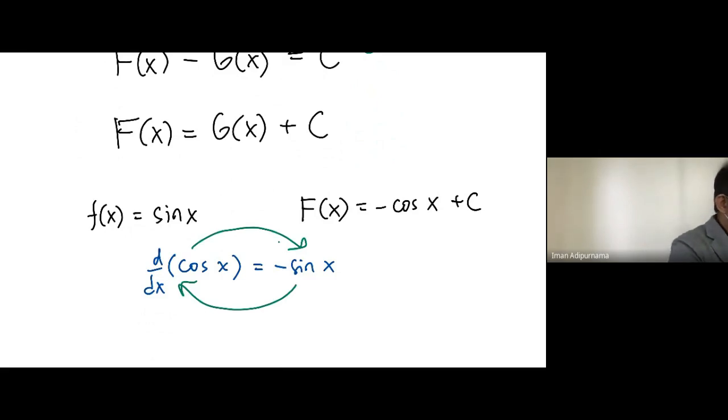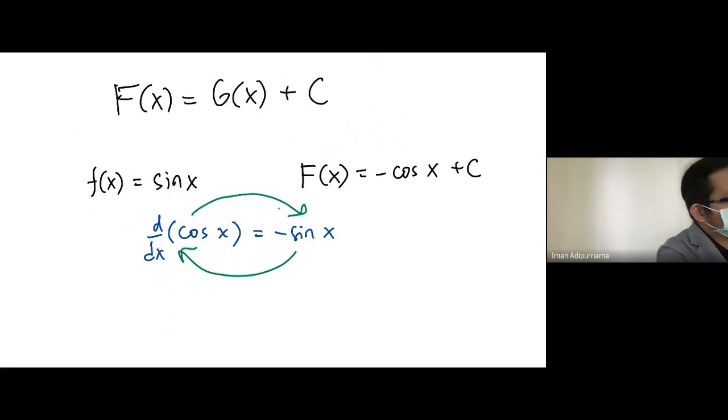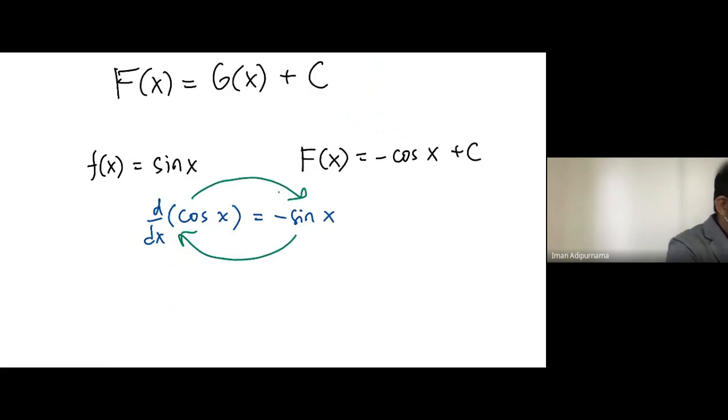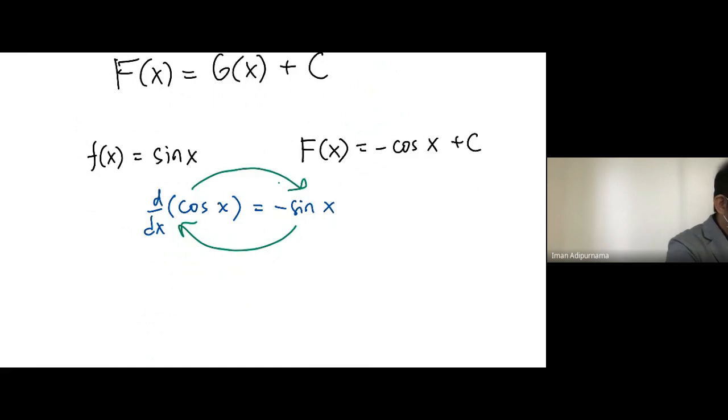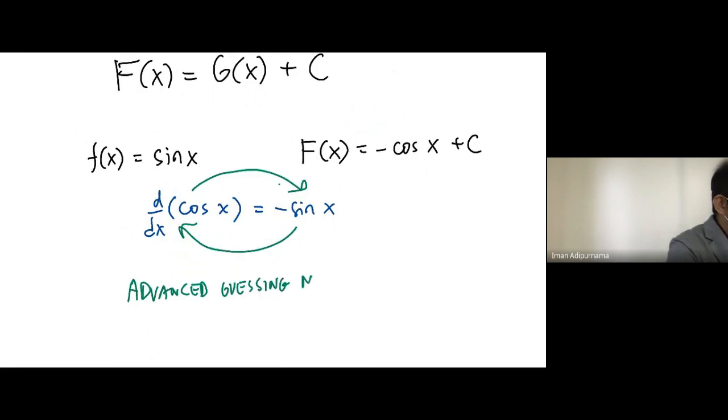In integrals, it's not an official method, but some professors will sometimes use this, and it's called the advanced guessing method. It's not like substitution, integration by parts, and so on. This is just a simple way, just the advanced guessing method.